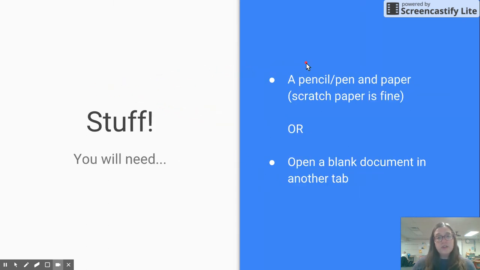So as we're doing this, you're going to need either a pencil and paper, which is scratch paper, you're not going to be turning it in, or just open up a blank document in another tab.